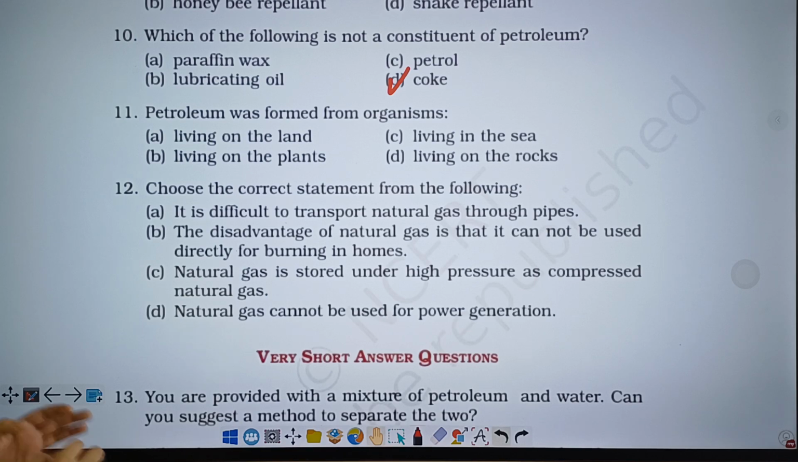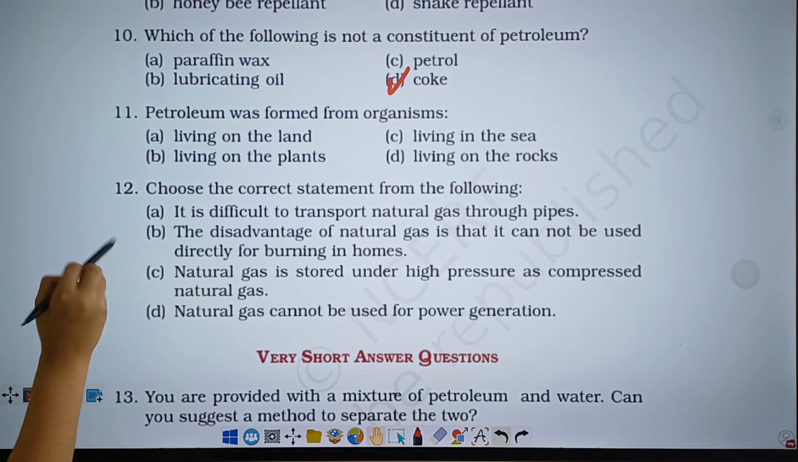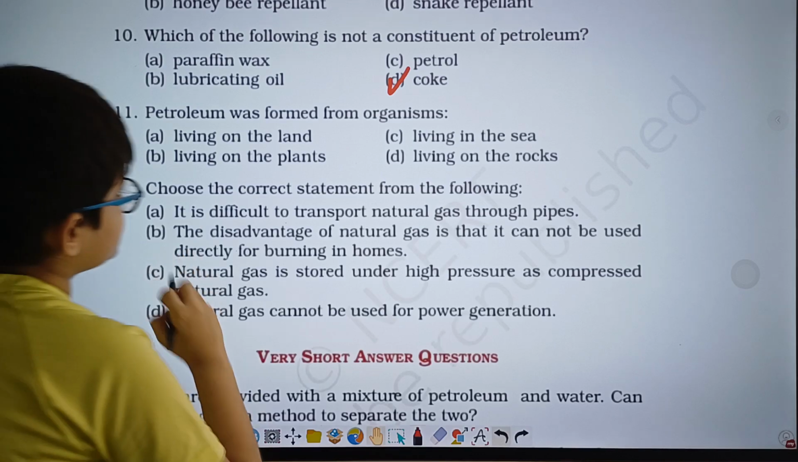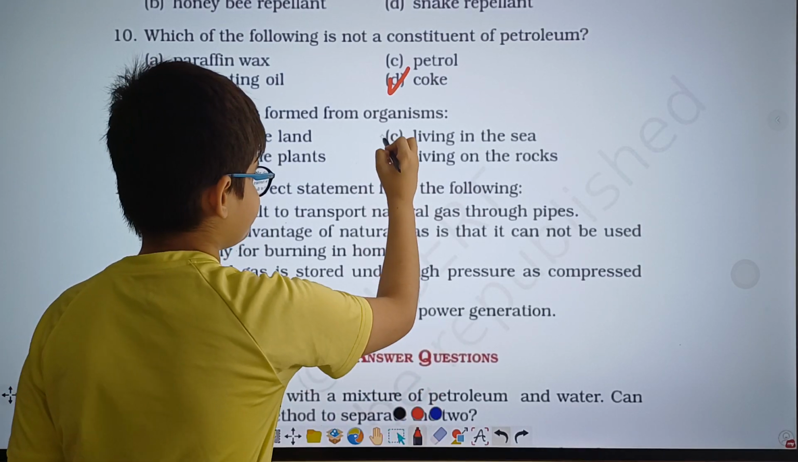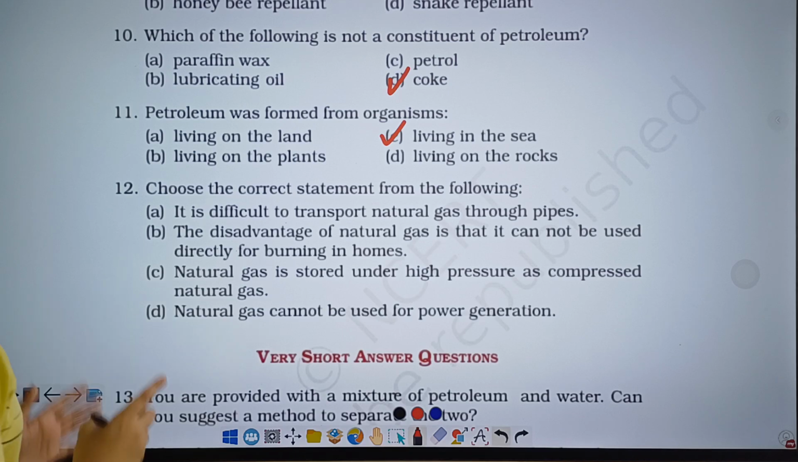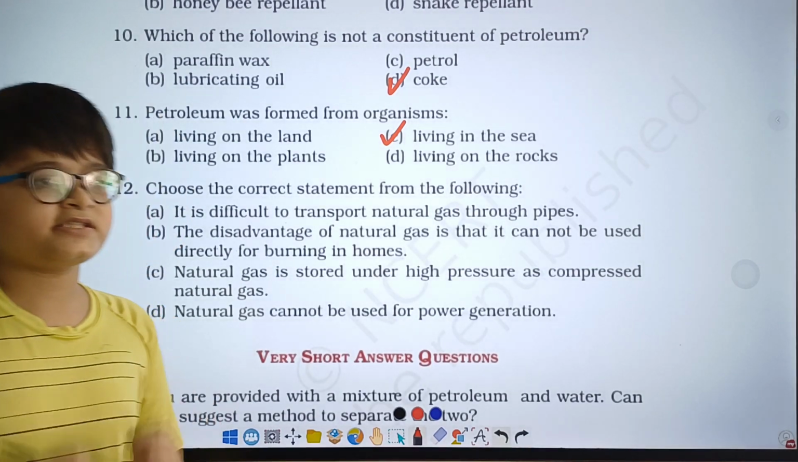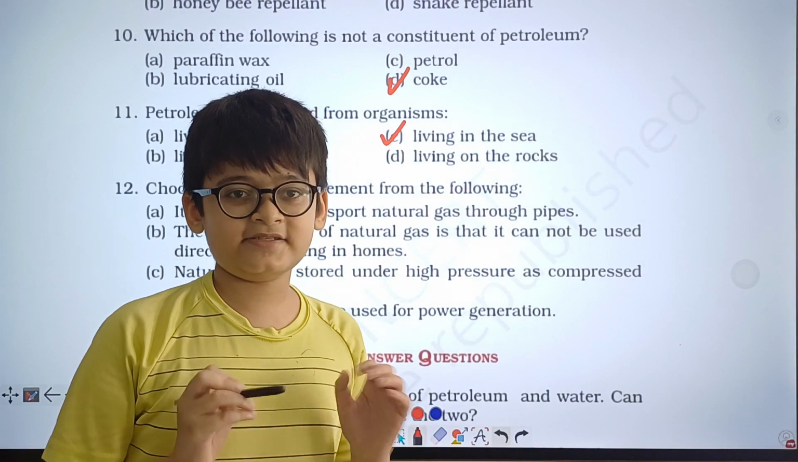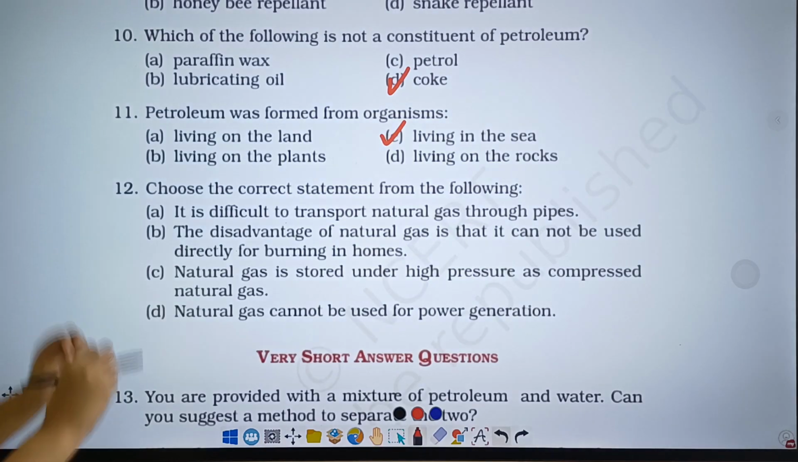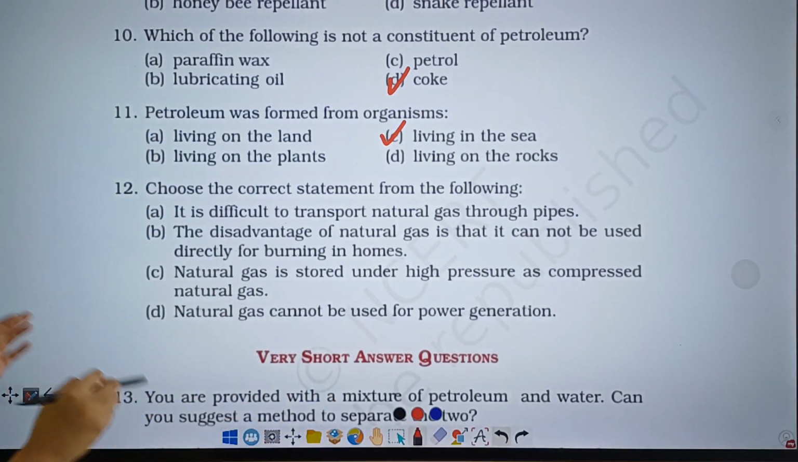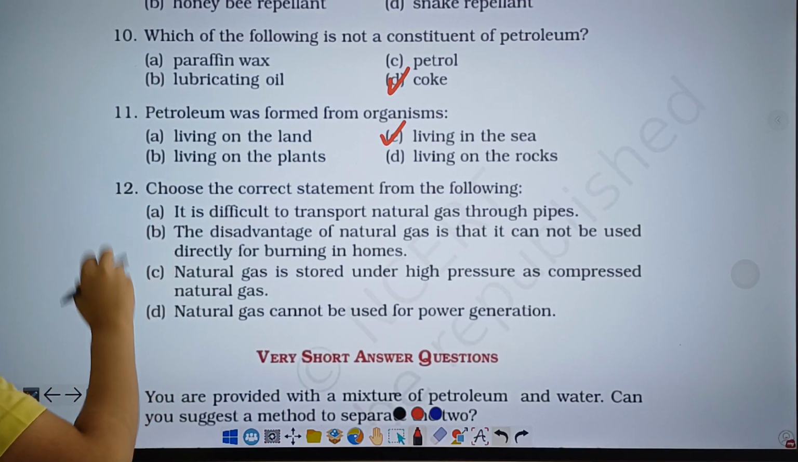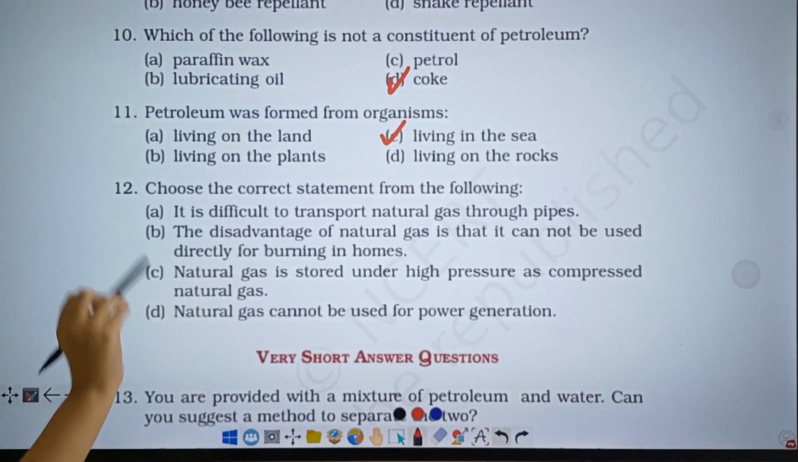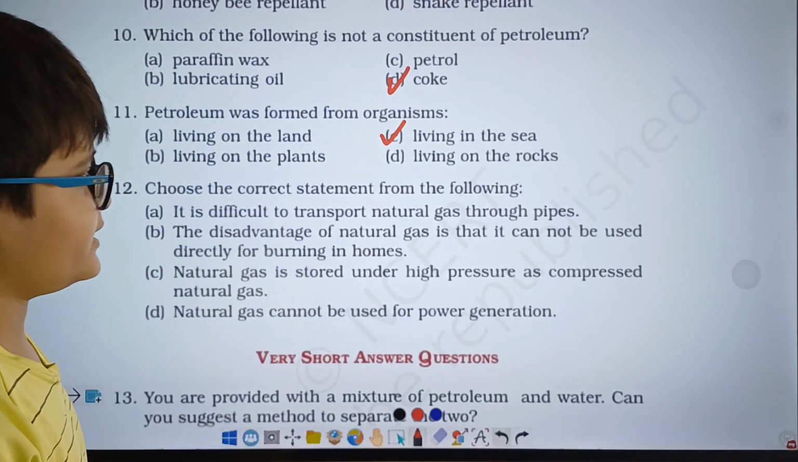Petroleum was formed from organisms. The correct answer will be organisms living in the sea. As we all know, in the story of petroleum, petrol is formed when the dead remains of the animals that lived in the sea were buried under the clay and sand and etc. So they were living under the sea, not living on the land and living on the plants or living on the rocks. They were only living in the sea or under the sea.